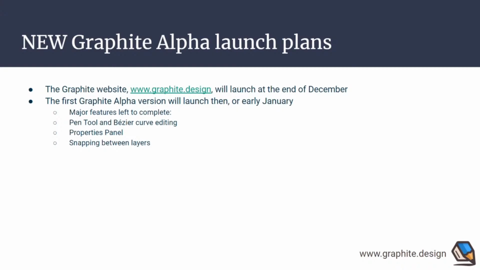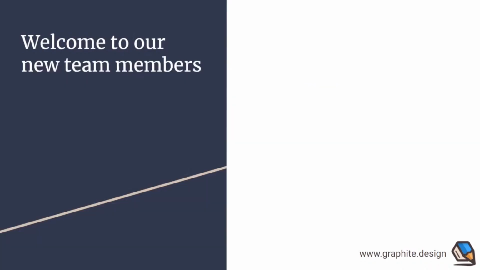And additionally, for the alpha version, the major things we have to complete now are the pen tool and Bezier curve editing, as well as the property panel where you can edit the properties of each layer, and then also snapping between layers, which has been in progress but will need a little bit more polishing before it's merged. So we have 2 sprints left: the upcoming sprint for the month of November, and then the sprint for December, and that should culminate hopefully in the release of the alpha version and the website.